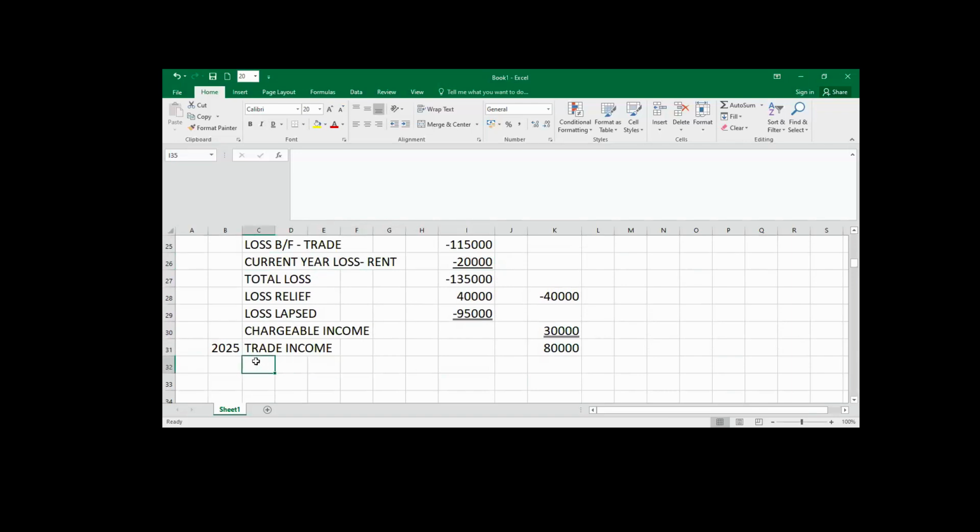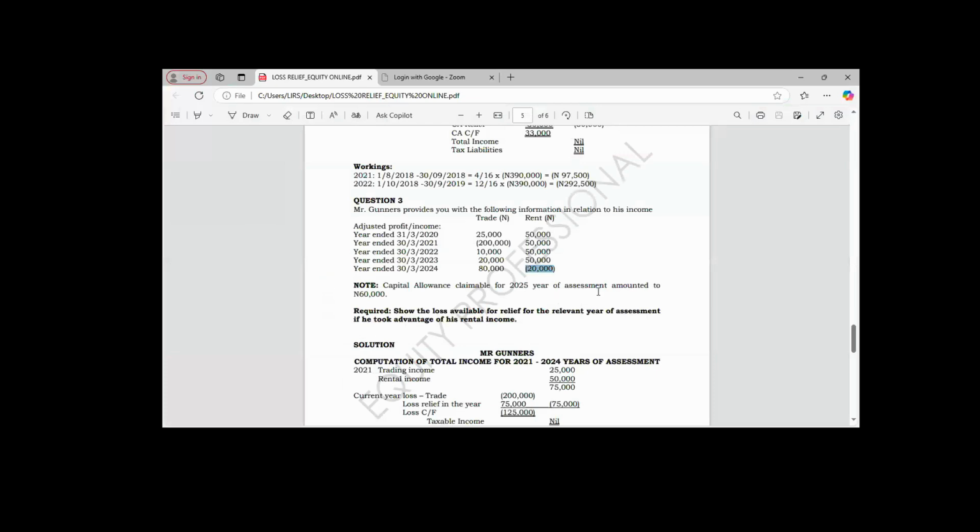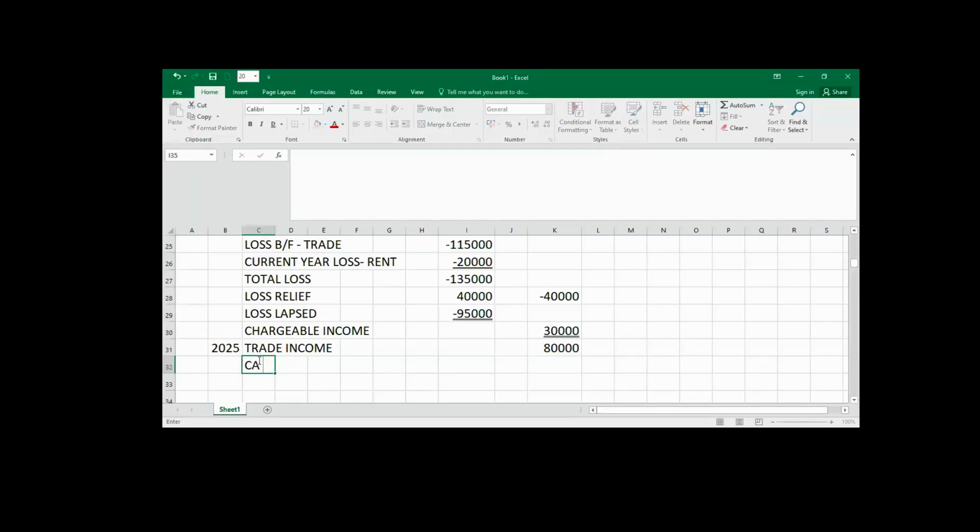So because nothing can be brought forward, we don't have any loss brought forward. But in that same 2025, we are told we have an information. So let me go back to the question. We have an information stated by the examiner that, note, capital allowance claimable for 2025 year of assessment amounted to 60,000. Since there is no loss, we are going to consider the capital allowance. So you now bring in the capital allowance for the year.